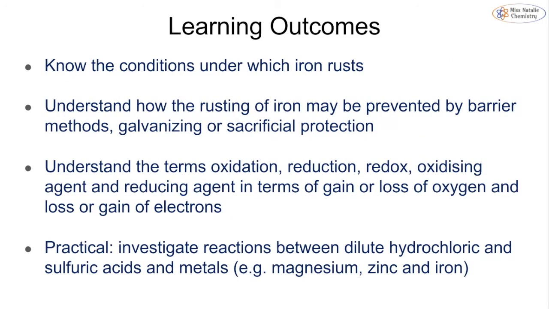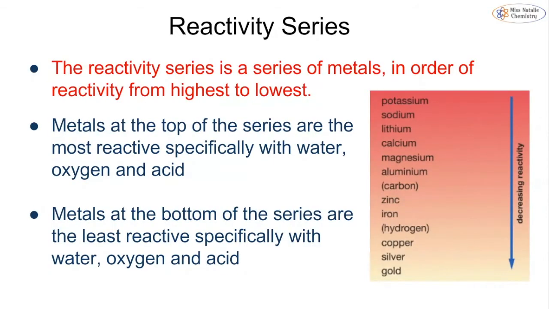We should also know the conditions under which iron rusts and how we can prevent the rusting of iron using various methods, as well as understanding the key terms of this topic, such as oxidation, reduction, redox, oxidizing agent, and reducing agent. So let's start off by looking at what the reactivity series is.